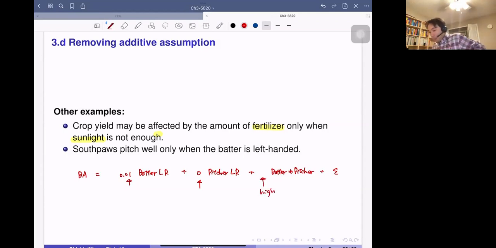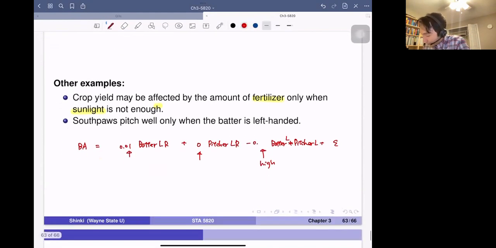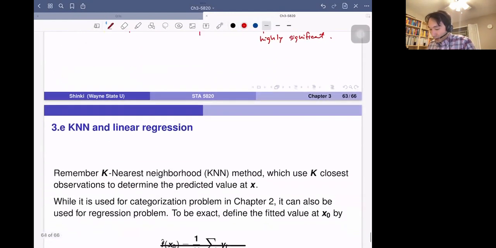Sorry, the pitcher is left-handed and the batter is left-handed. So both L, then probably the batting average is much smaller, maybe negative 0.1, 0.5. So highly significant, that's possible.